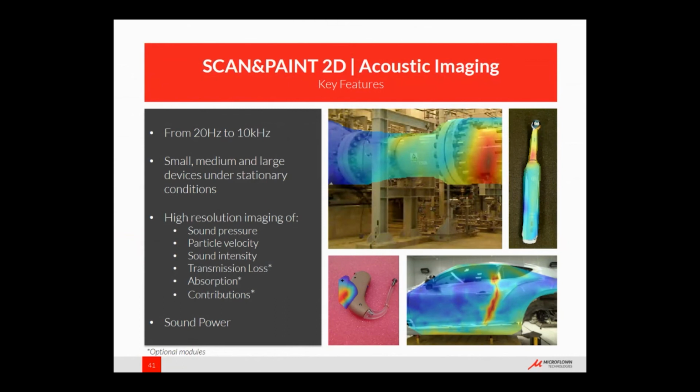There are optional modules to also calculate transmission loss, absorption mapping, or air transfer functions to do contribution analysis. Also, since we have a pressure velocity probe in the application, we can get the sound intensity, define an area, and get sound power calculated.